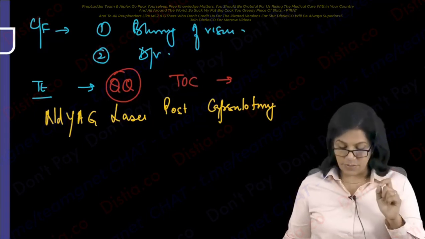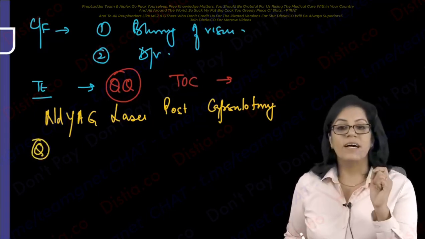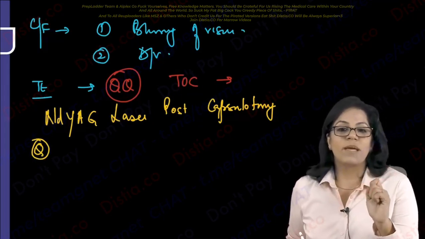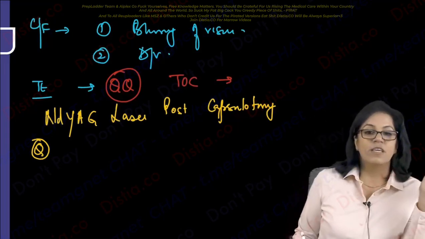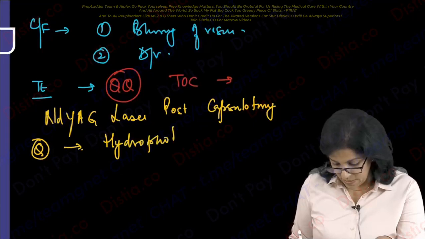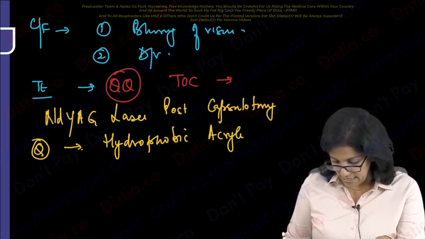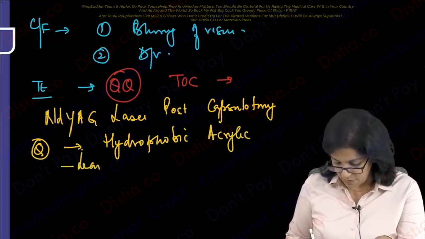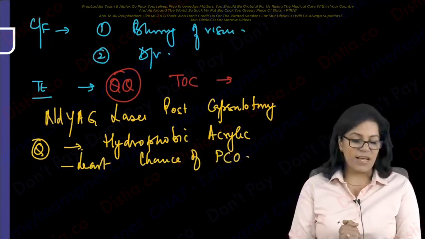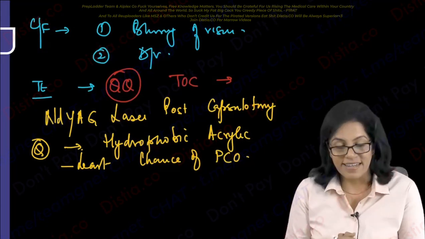I am reminded of another question here. Note it down. They have asked which IOL will have the least chance of getting posterior capsular opacification. So which IOL? You will answer. Hydrophobic acrylic. Okay, this is again your exam question. Hydrophobic acrylic has the least chance of posterior capsular opacification, right? So that was about your after cataract or secondary cataract.